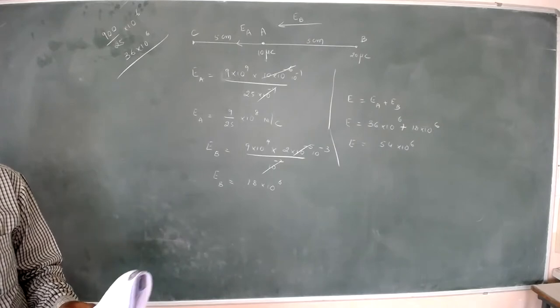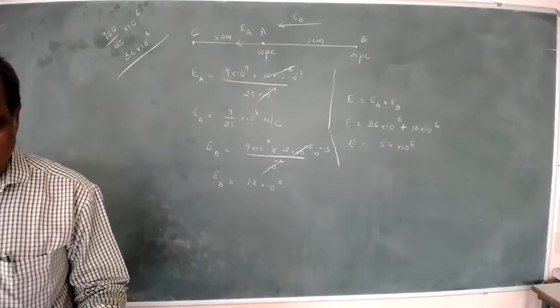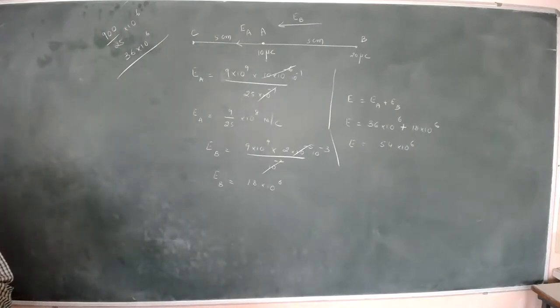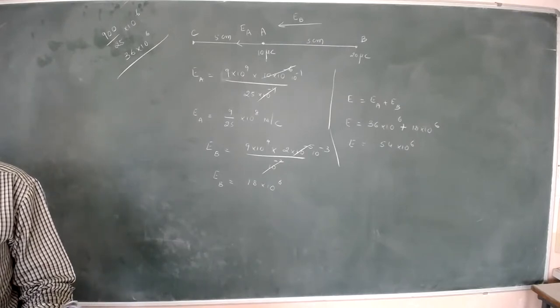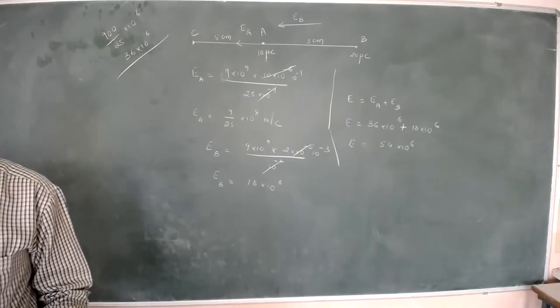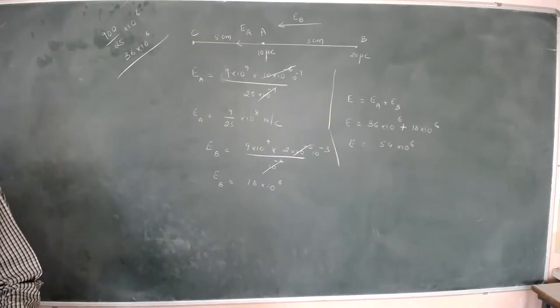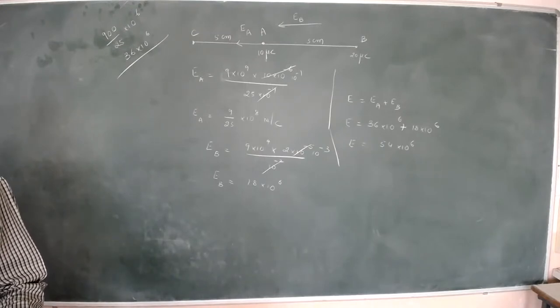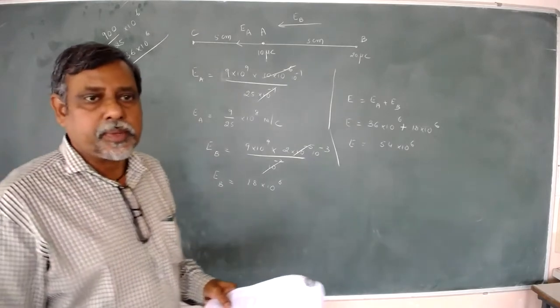Next problem. A charged oil drop is suspended in a uniform electric field of intensity 3 into 10 to the power 4 volt per meter so that it neither falls nor rises. The charge on the drop will be? Neither falls nor rises means what do you say? It is in the equilibrium state. It is stationary.